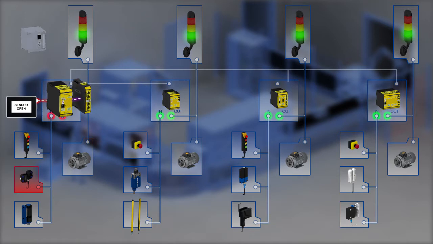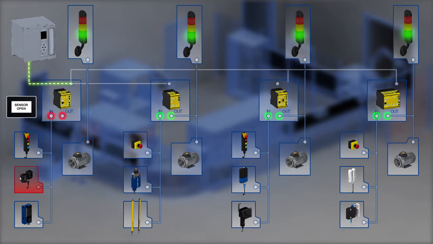Simultaneously, the stop signal is sent to the higher level control system via the preset fieldbus protocol. The controller now causes the motor in the first system component to stop.